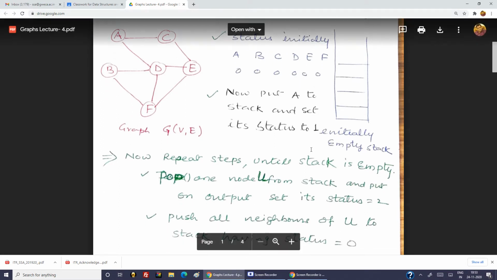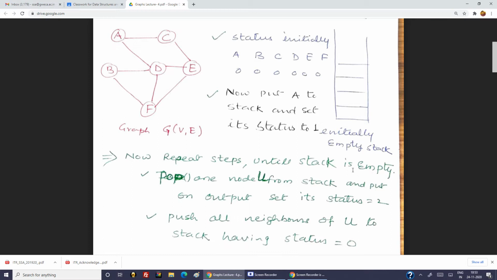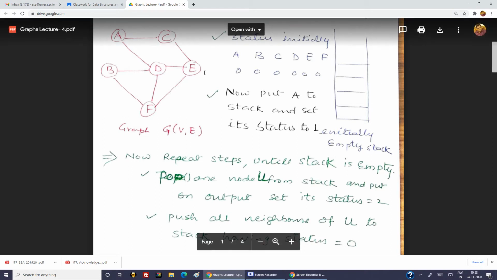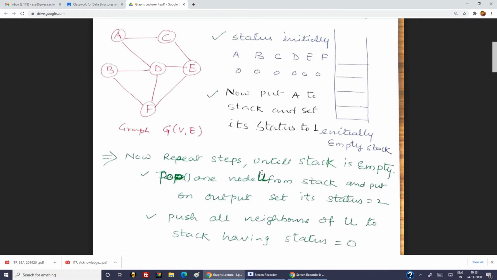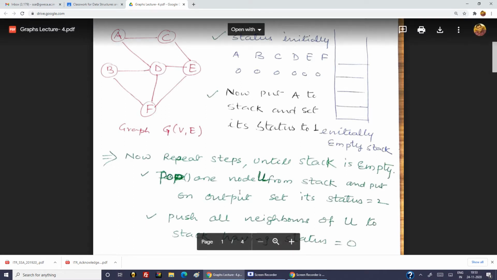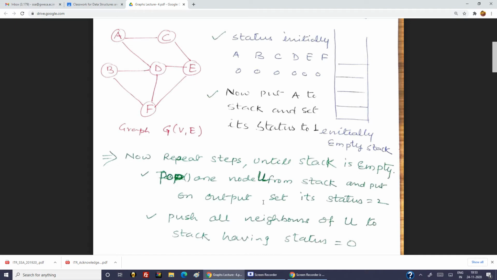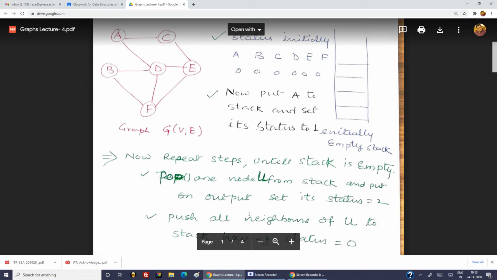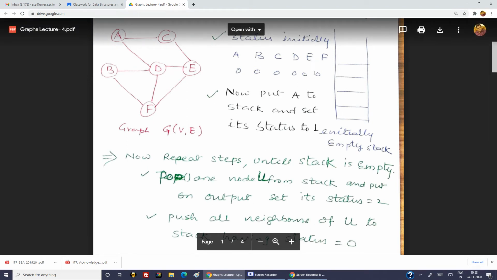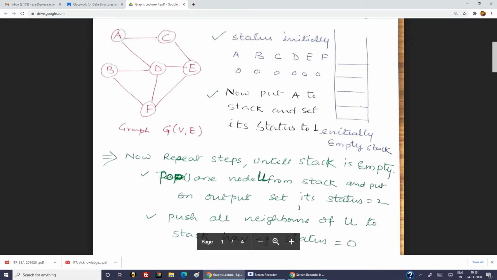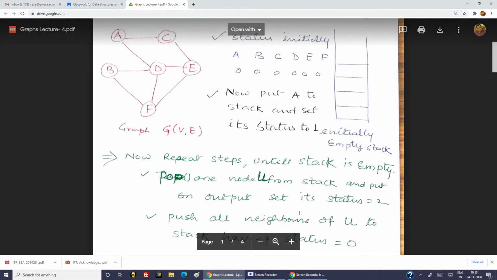Now you repeat until the stack is empty. What to repeat and what to do? Pop one node from stack, say it is U. You pop some node U from the stack, and you put it on the output. Its status will become 2. Now all the neighboring nodes of U, the node which you have popped out from here and put on the output, having status 0 will be pushed on the stack. So that work you will do again and again.